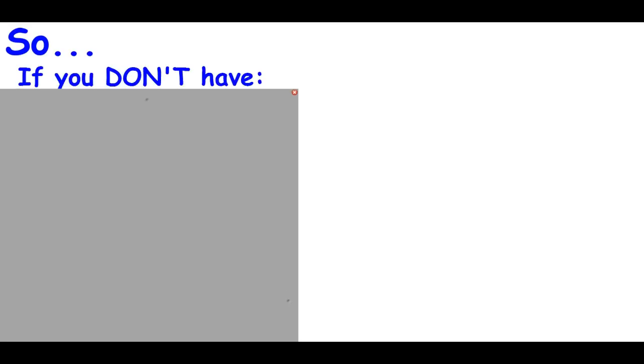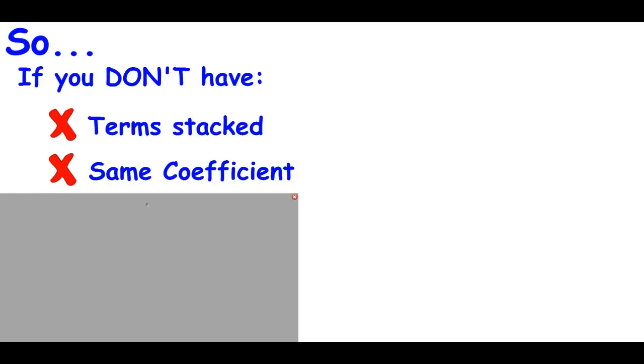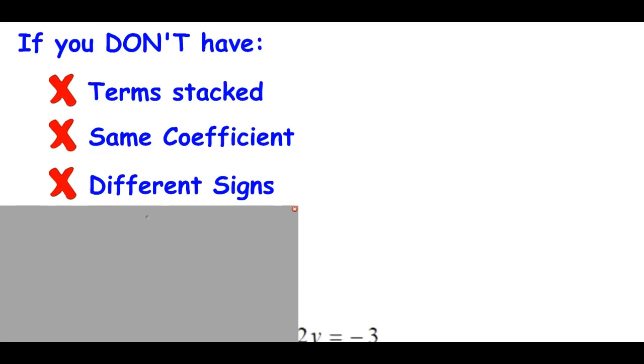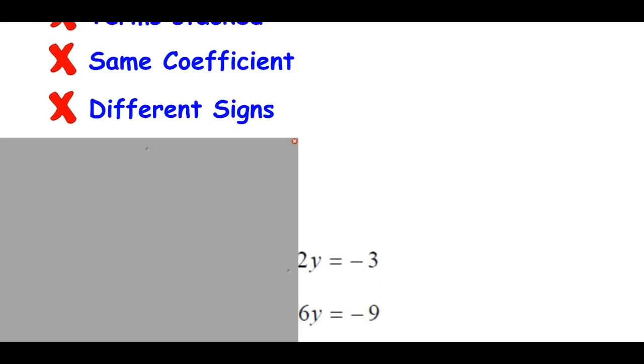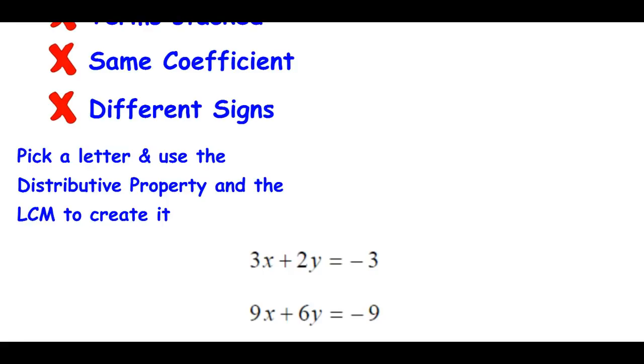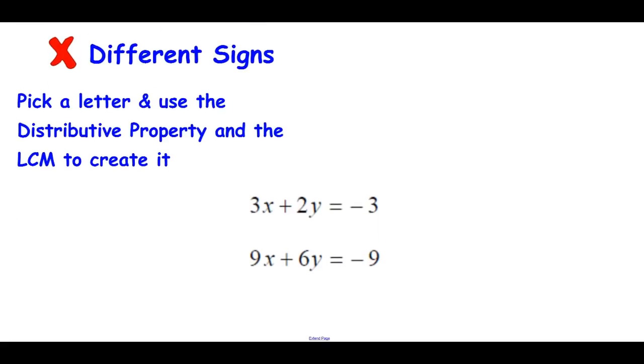So, if you don't have terms that are stacked, same coefficient, different signs, pick a letter, use the distributive property and the least common multiple to create it. So let's try one real quick.